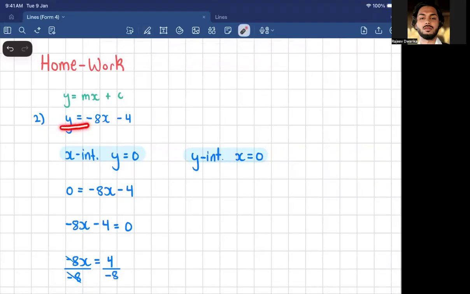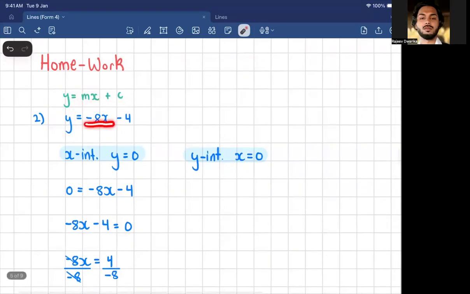Would you say that this equation here is in this form? Yeah, I would say so. You have y and y. You see that? Y and y. We have mx here, and over here we have negative 8x. So, Vanessa, if I were to ask you what m would be over here, what would m be? Negative 8. I would agree. What do you think c is? Negative 4. Great. Do you know what c stands for?